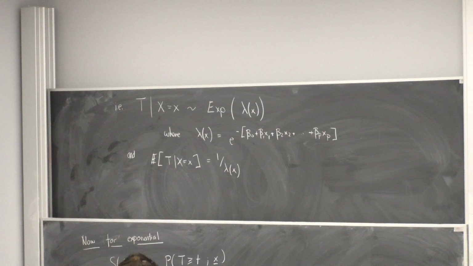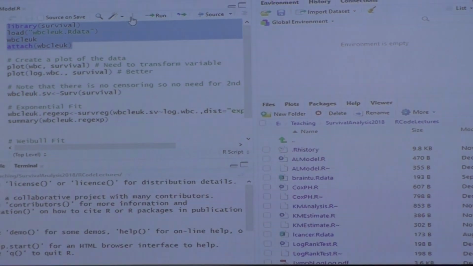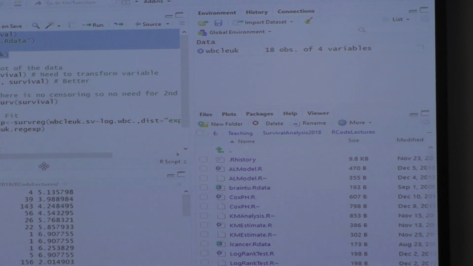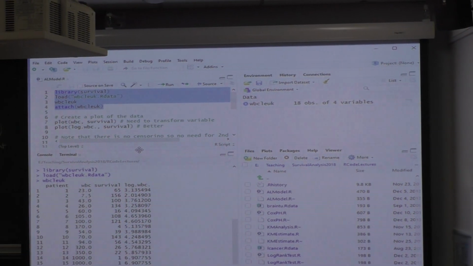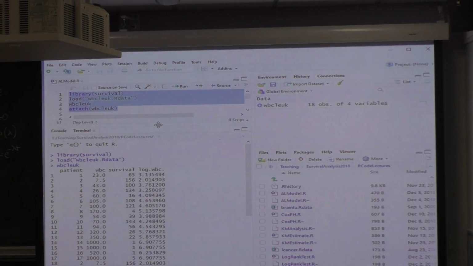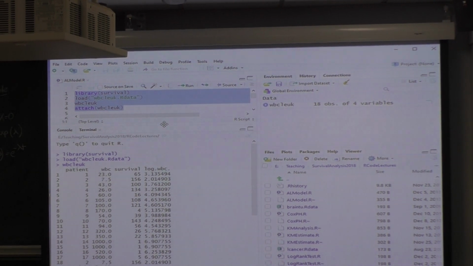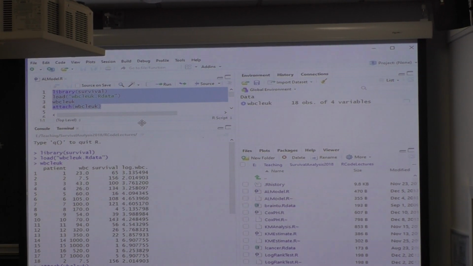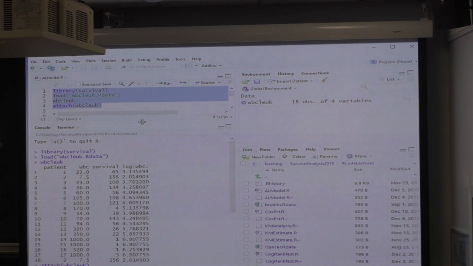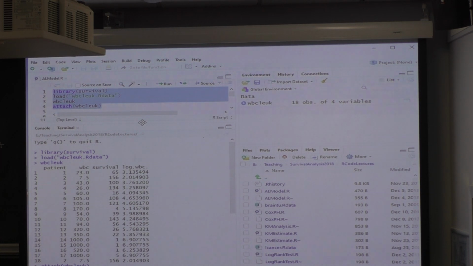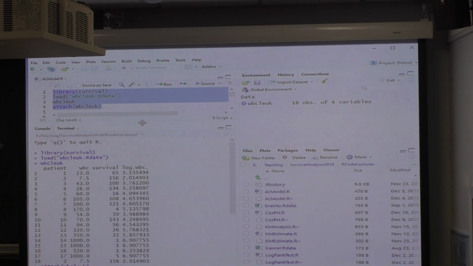Okay, so this is an example which takes some patients who have leukemia. Leukemia is a cancer of the blood. What happens with leukemia is as you get sicker, your body releases a lot of white blood cells. And these white blood cells, in the case of leukemia, aren't particularly well developed, so they don't work very well.